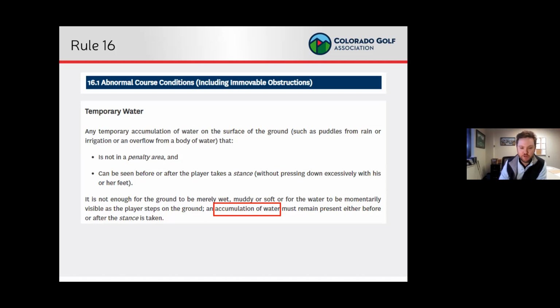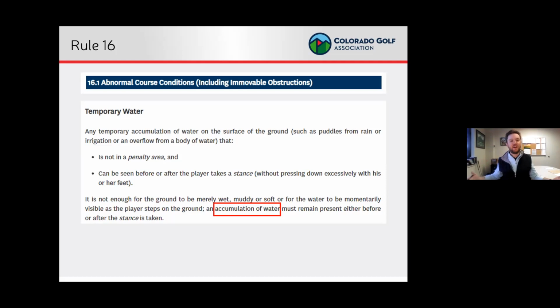So it's an accumulation of water, and it must remain present. And a lot of times you'll see players who are very much trying to get temporary water relief because there's mud on their ball, let's say, and they're really going to be pressing down with their feet. And it says in this area before that, it is not enough for the ground to be merely wet, muddy, soft, or for the water to be momentarily visible as the player steps and puts more force on the ground. The water must remain present either before or after.